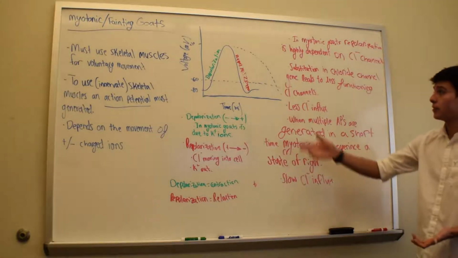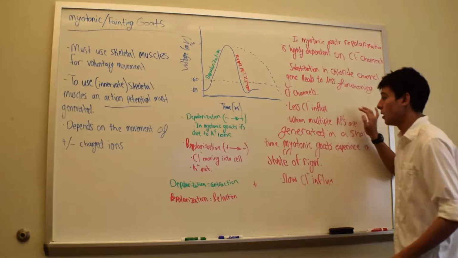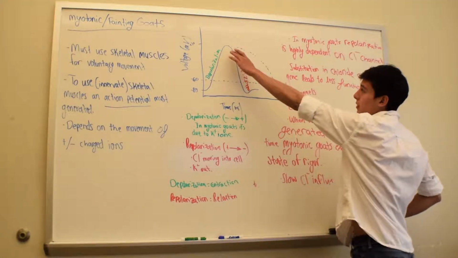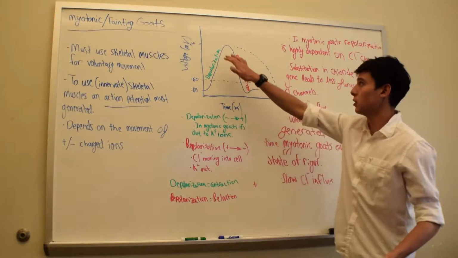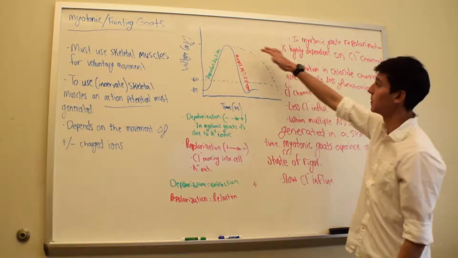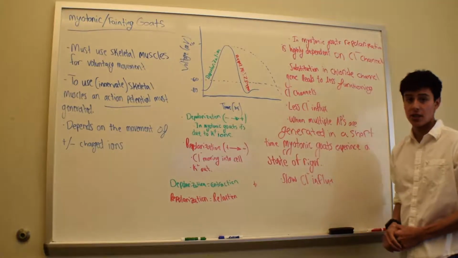Now, obviously, this is going to affect repolarization because less chloride influx is happening, which means that this is going to take longer. As I've drawn on this graph here, this blue dotted line, this is what it would look more like. Repolarization would take much longer. It would honestly be much longer than this. And this is important because they have to relax.